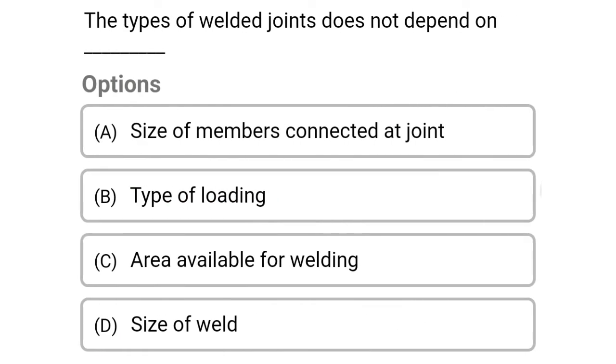So next question, the types of welded joints does not depend on option A size of member connected at a joint, option B type of loading, option C area available for welding, option D size of weld. So the correct answer is option D size of weld.